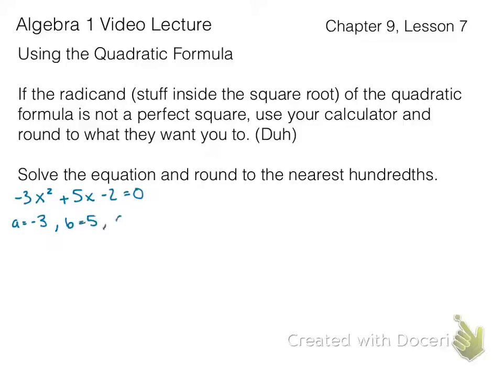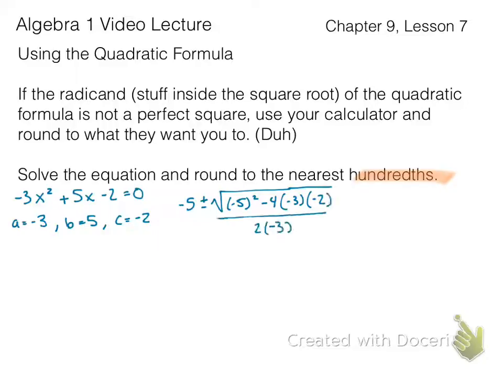If the radicand, which is the stuff inside the square root of the quadratic formula, is not a perfect square, you can use your calculator and round however they want you to. So we are going to round to the nearest hundredths here. Again, I figured out what my A, B, and C are. A is -3, B is 5, and C is -2, which means I am now ready to plug this into the quadratic formula. Like so.